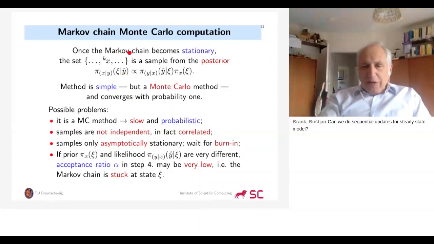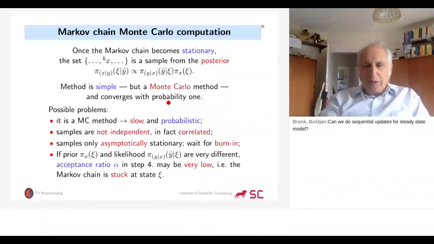So once the Markov chain becomes stationary, this is a sample from the posterior, because the posterior is proportional to this here. This is the Zustandssumme, which is the proportionality factor, but we don't need it in the Markov chain Monte Carlo, as we've seen, and that's a nice thing. It's very simple, but it's a Monte Carlo method, a probabilistic method.